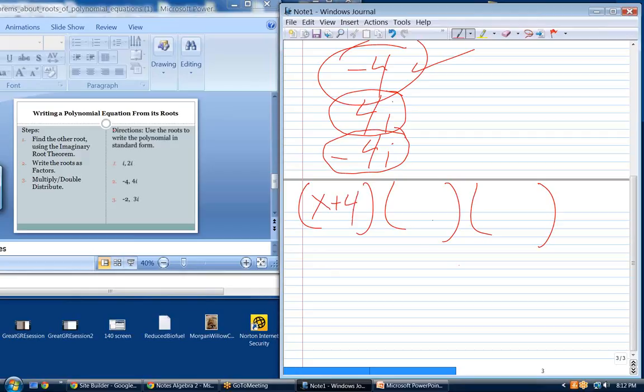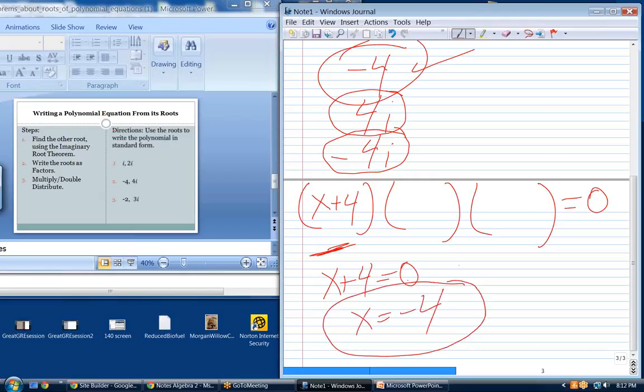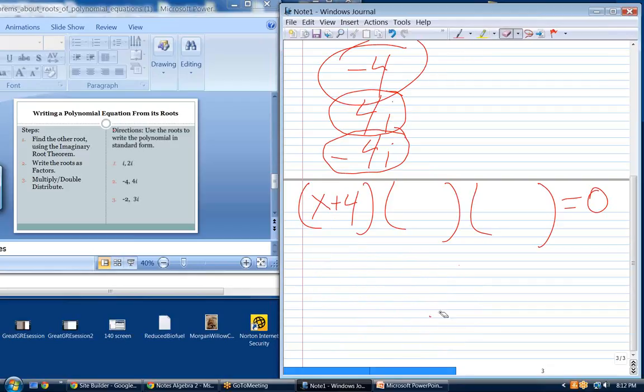If I gave you 3 factors and I said they were equal to 0 and I said solve it, you would take this and set it equal to 0. x plus 4 equals 0, meaning x equals minus 4. So when they give you this, to work backwards, you have to take x minus this number. And that gives you x plus 4. And what are the other 2? x plus 4i, x minus 4i.